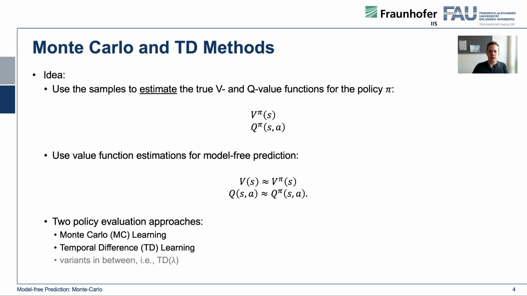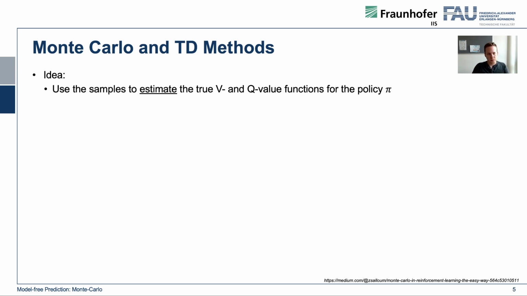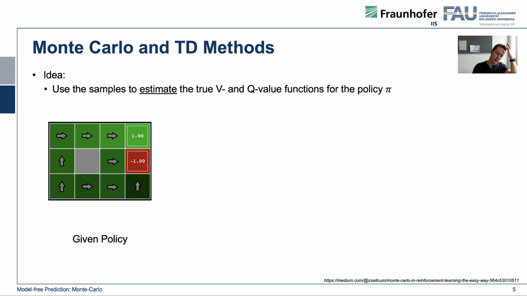Okay, so let's go ahead and start with Monte Carlo learning. Let's start with an example. What's the intuition behind Monte Carlo policy evaluation? Assume that we again have the grid world that we also discussed in the dynamic programming lecture, last lecture, and assume that we have some randomly given policy that's just saying something like this.